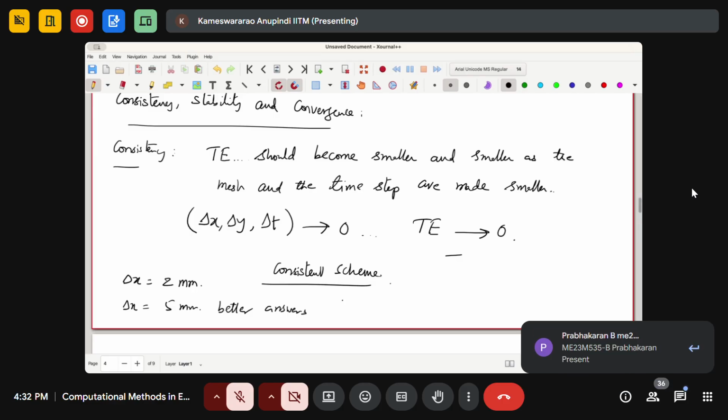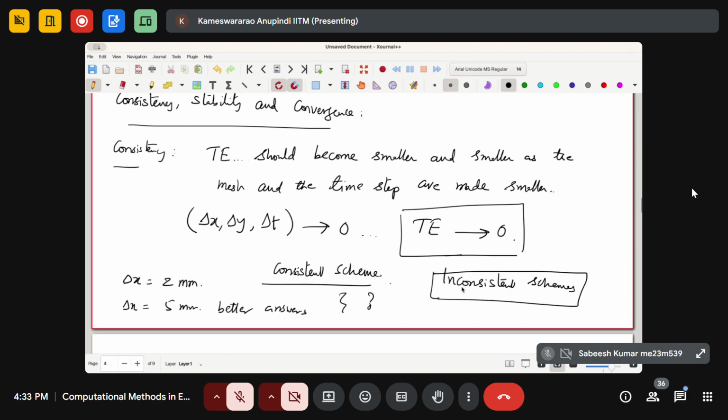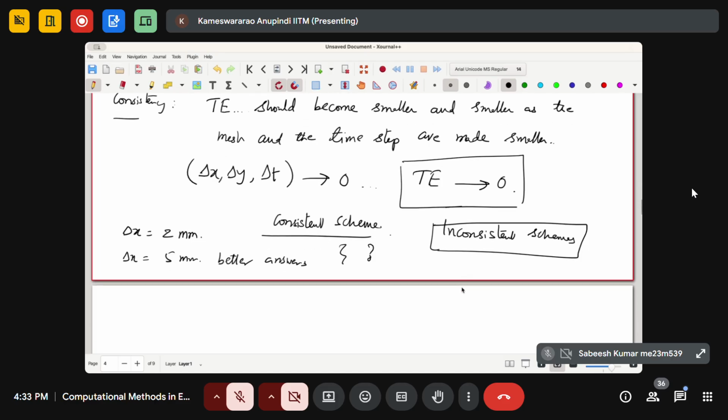Now, can this happen with some discretization schemes? Yes, it can happen. We'll probably look at some schemes like that, which are not consistent, later on in the course. But we always have to be careful what kind of schemes we are applying, and we should always check that they are consistent. We don't want to work with inconsistent schemes because they are not going to give you results in a reliable way: the finer the mesh you make and the smaller the time step you make, the more you are going to deviate from the correct results. You're going to get incorrect results. So that is known as consistency.